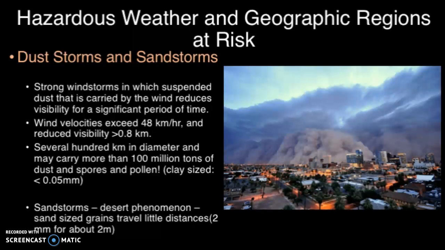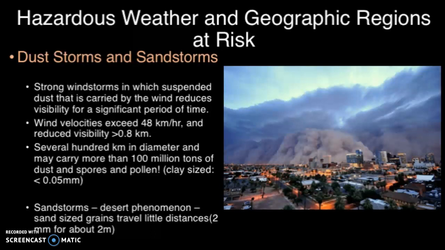As opposed to dust storms, sandstorms are only a desert phenomenon. And because sand, for the most part, is sand-sized, meaning a little bit bigger than clay-sized, at least 2 millimeters or more, in sandstorms the sand particles only travel about 2 meters each. So it doesn't go very far, and it's not a lot of suspended sediment like the dust storms. It does move them, but not very much, and they're going to be sediments of larger size.